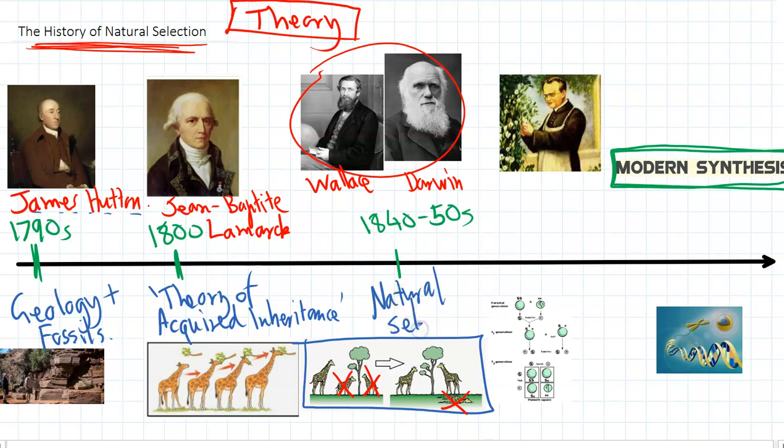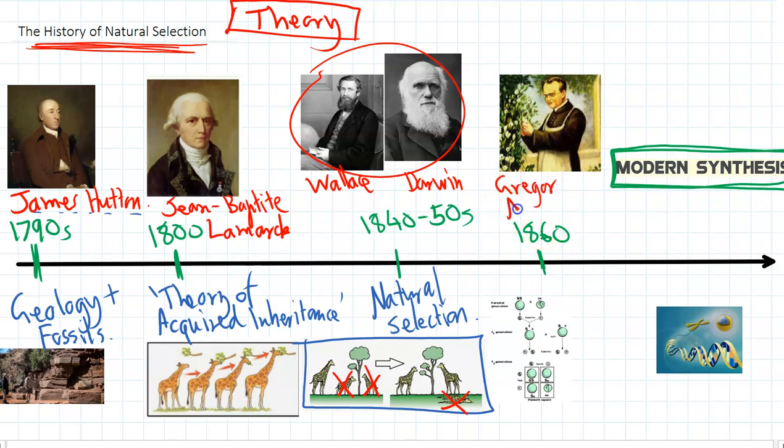So natural selection was the big breakthrough. But Wallace and Darwin, they didn't talk about how traits get passed on to the next generation. They weren't focused on genetics at all. And so it took geneticists to combine the idea of how genes work with evolution. And so that started with Gregor Mendel. And it's in 1860 when he did his work.